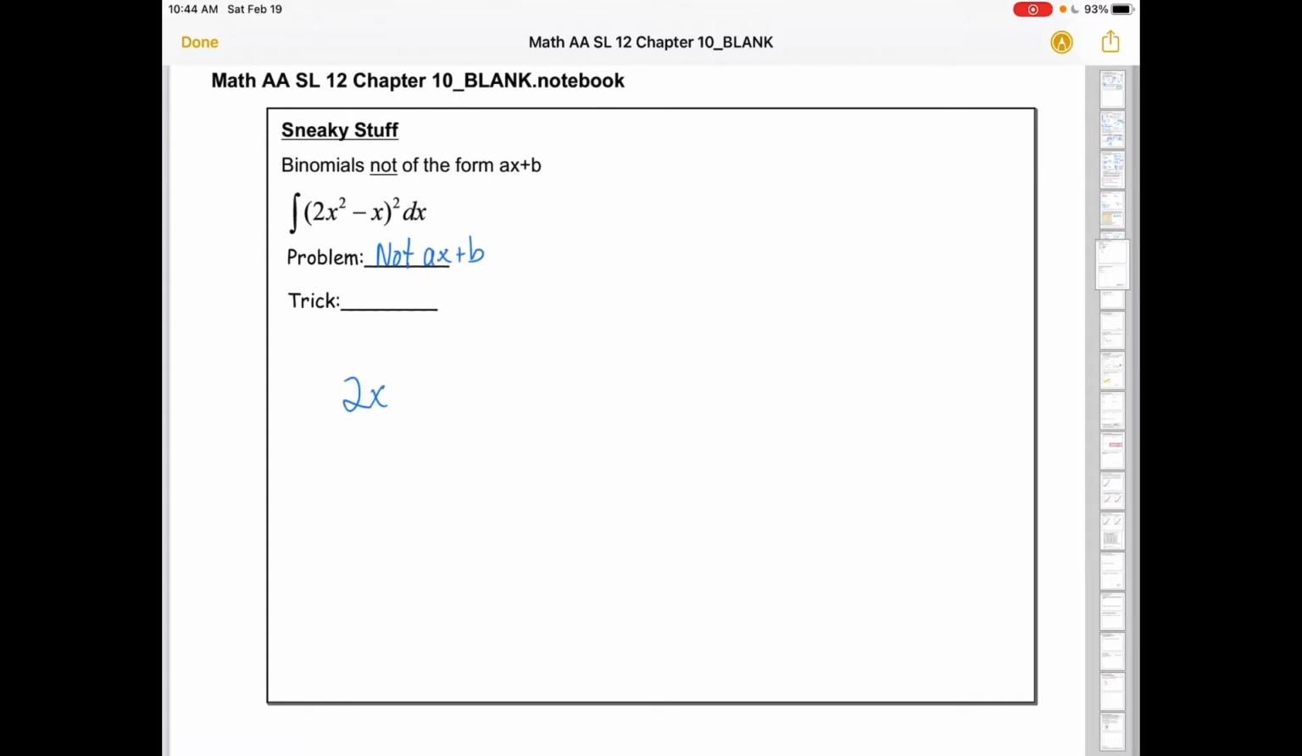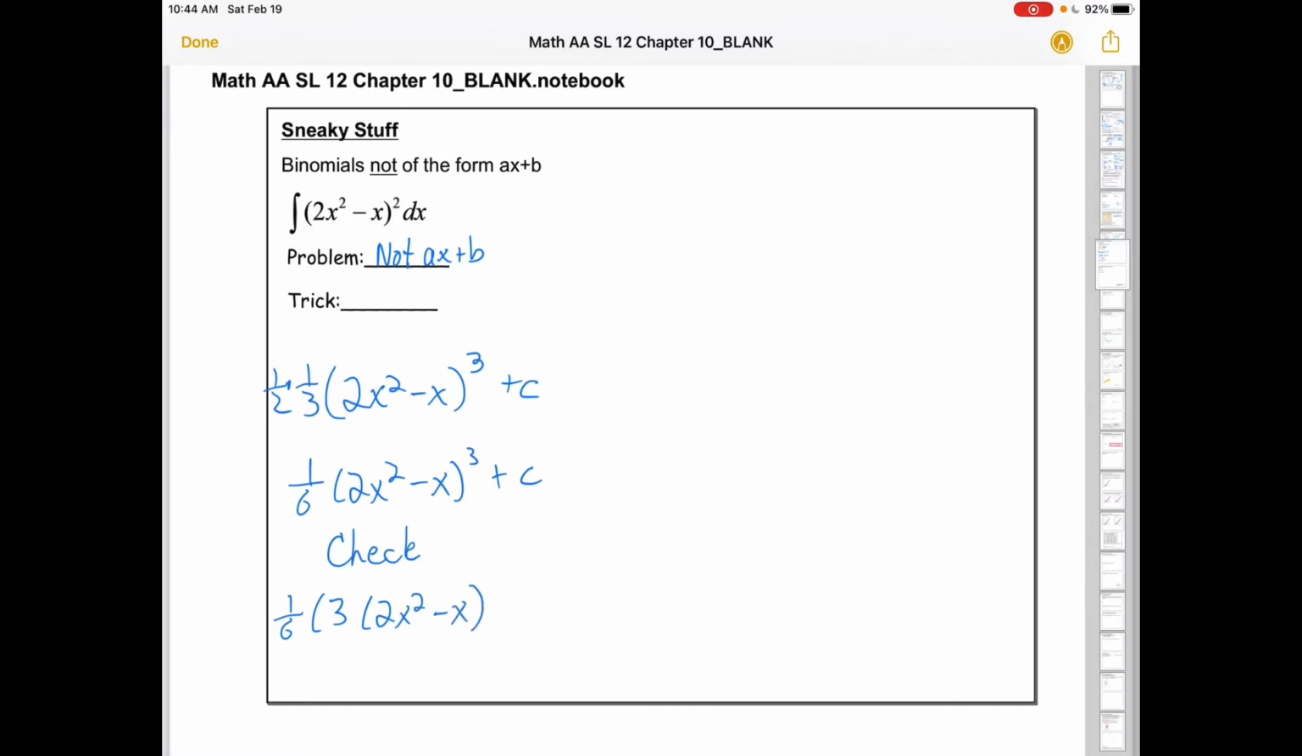You can try just bringing the power up by 1, and maybe putting 1 over 2 out front, and then getting 1/6 of 2x squared minus x all cubed. And then you're going to check. So the 3 will come down, so 1/6 and 3, 2x squared minus x all squared. And then the chain rule comes in.